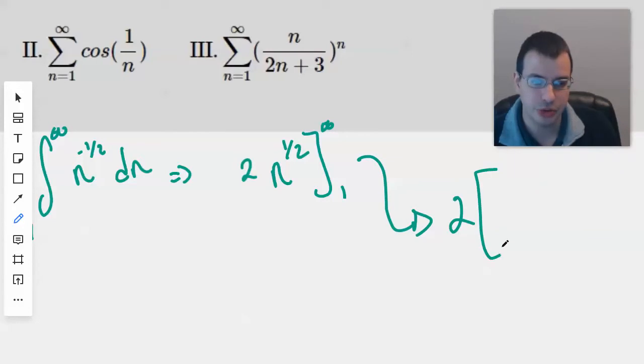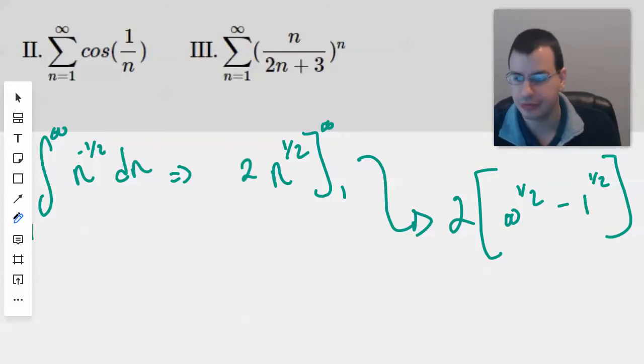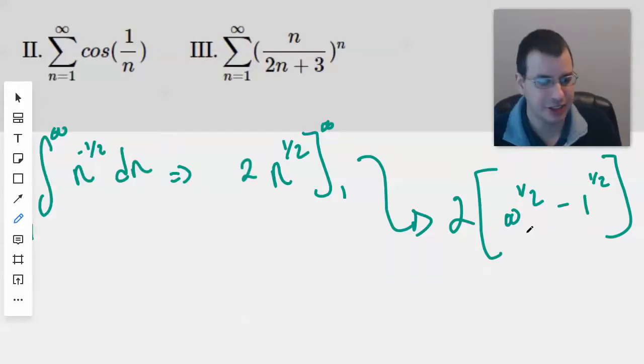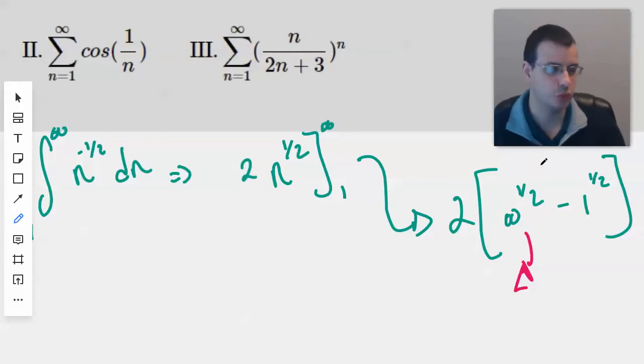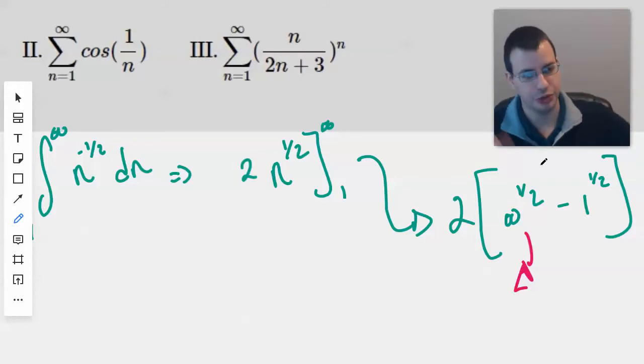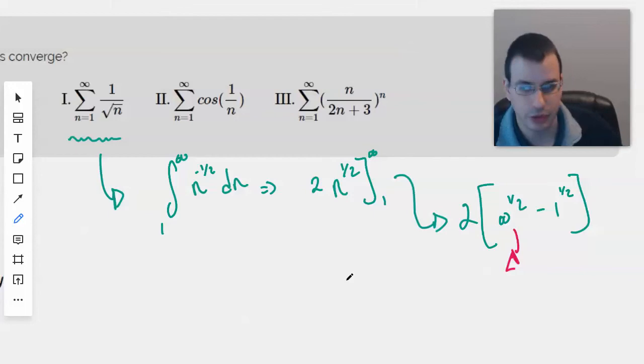So 2 times the square root of infinity minus 1 to the 1/2. There we go. You can kind of see that you really shouldn't take infinity to a power, but we did. It goes to infinity, and it diverges. So that's the way you can kind of see that it works.